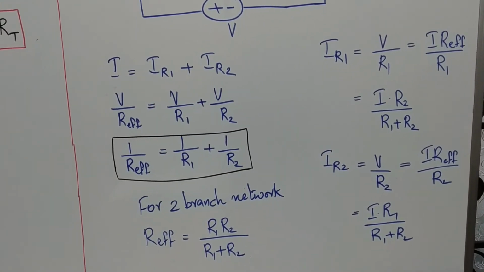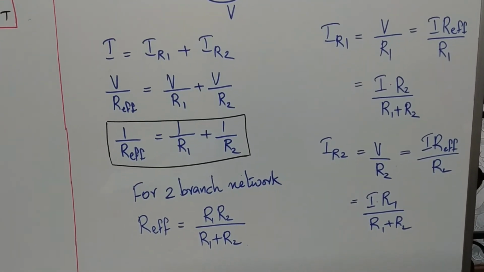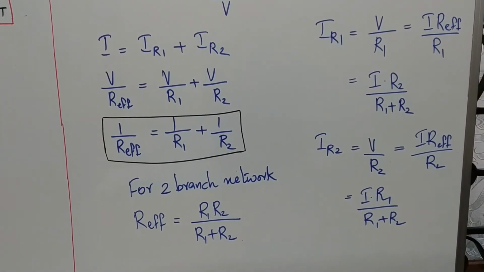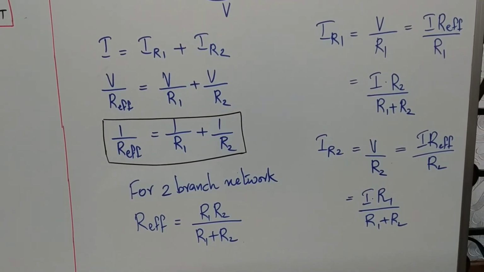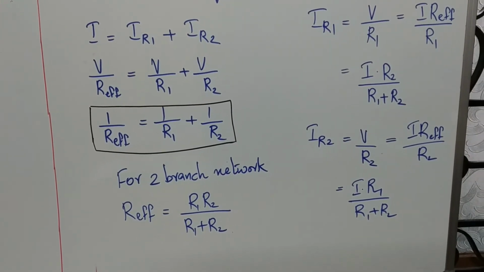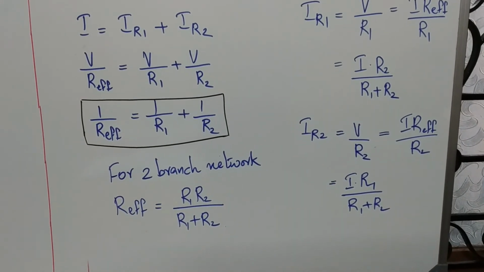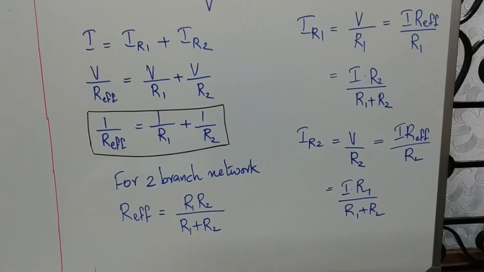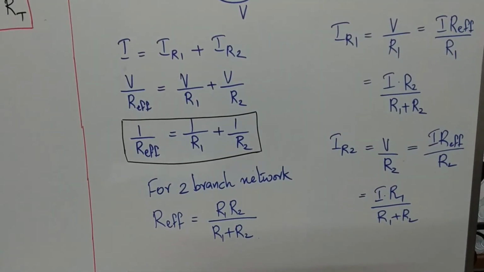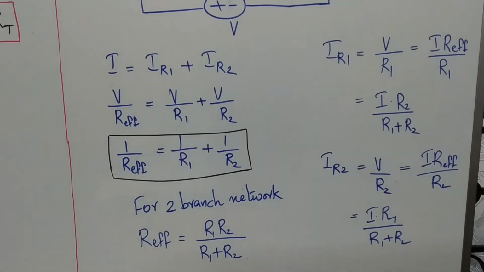Similarly, we will see the current flowing through the second branch R2. So I R2 equal to V by R2, which, substituting, you will get as I into R effective by R2. Substitute for R effective, the R2 term will get cancelled and you will get I into R1 by R1 plus R2. Again, these two, I R1 and I R2, are very important equations which you will use an infinite number of times in our future classes. So please learn it by heart.